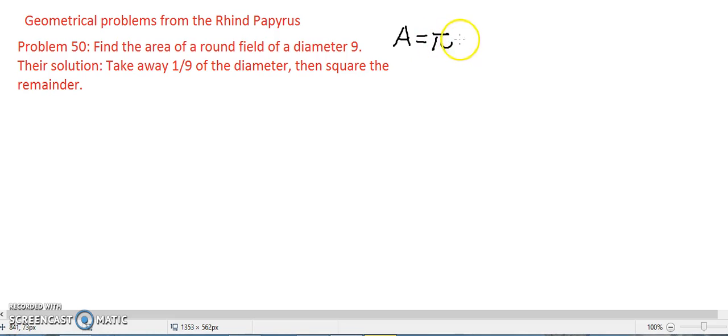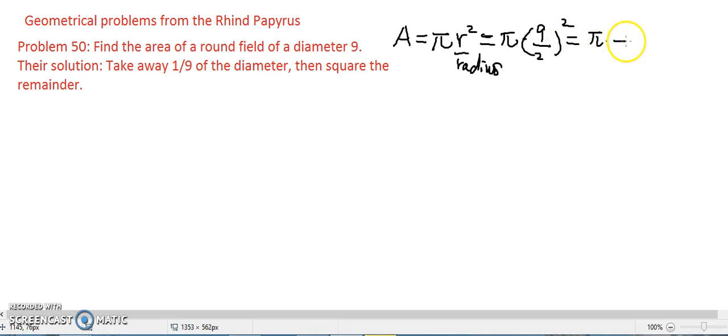should be pi r squared. So we will plug in here, pi times half of the diameter, which will give us the radius. So r here is the radius. So we will take 9 divided by 2 and square that. That will give us pi times 81 over 4.